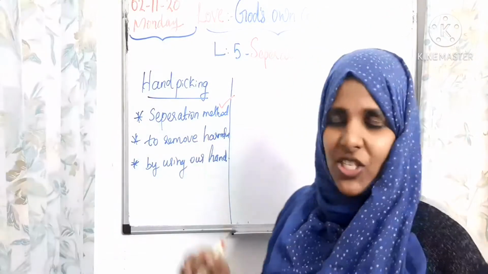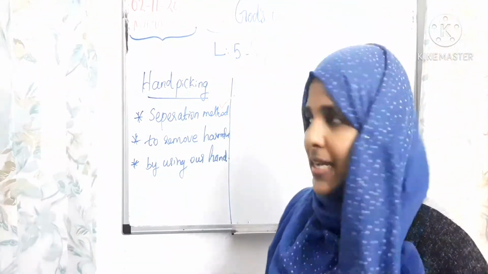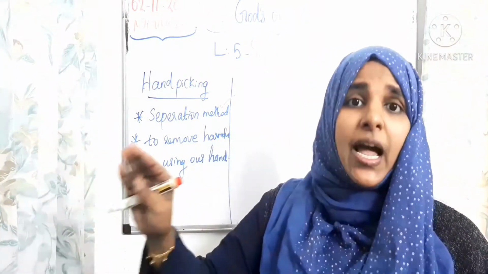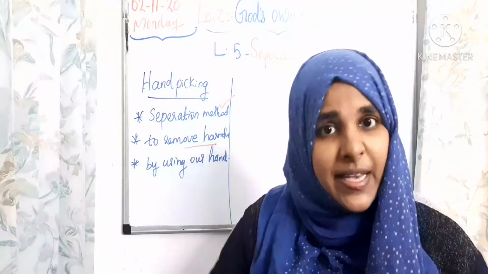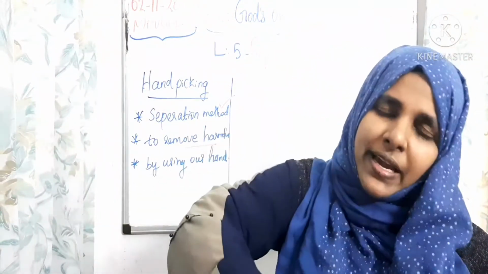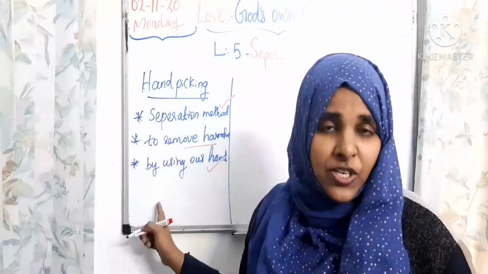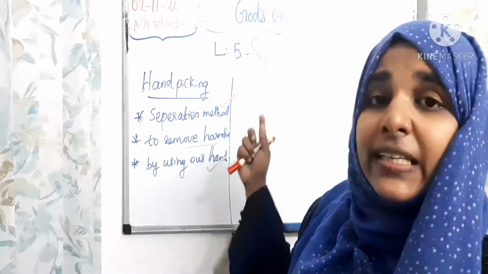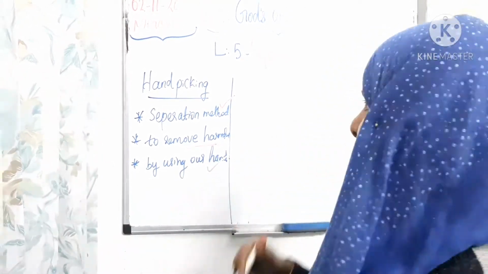What is hand picking, children? It is a separation method of substances, right? And it is used for removing the harmful or unwanted substances from a mixture. And we are doing it by our hand, okay? So these are the main features of the hand picking process. Now let's move forward and check another method of separation, okay? That is threshing.